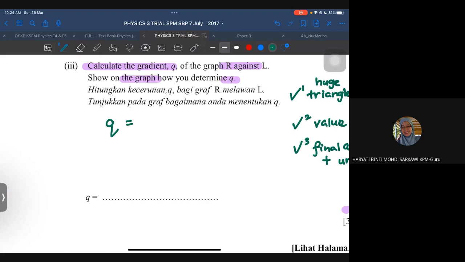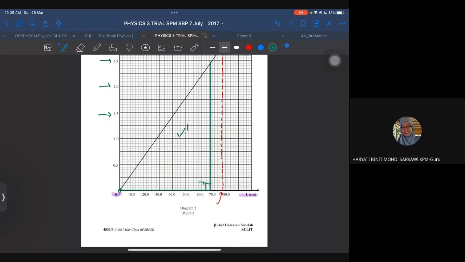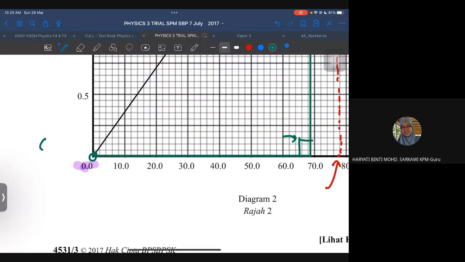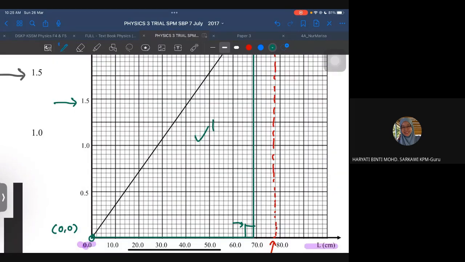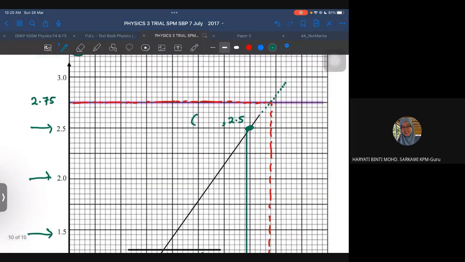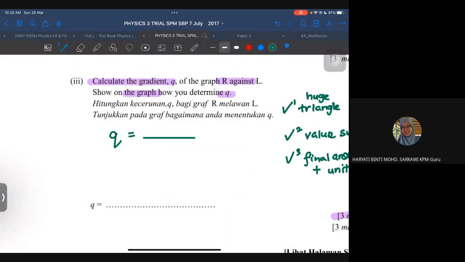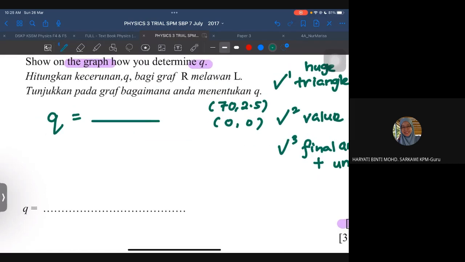So Q equal what minus what divided by what minus what. Although here is 0 kan, okay, but you need to write minus 0 lah. So here the coordinate here is 0, 0. And then the coordinate up here is 2.5 lah. I'm using this point lah. Bawah sekali berapa? 70. That 70, 2.5. Okay. So here should be, just now is coordinate 70, 2.5. Another one is 0, 0. Alright. So gradient, 70 minus 0 divided by 2.5 minus 0 ke terbalik?